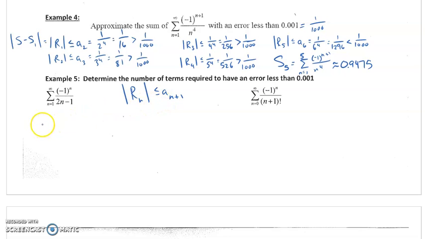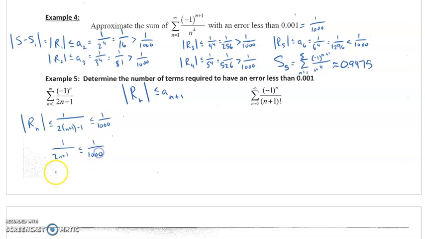So let's not do this trial and error on this one because I think my n value is going to be very, very large. Instead, let's keep in mind that r sub n is always less than or equal to a sub n plus 1. So I'm going to put in n plus 1 in for n. And I want to make sure that this error is definitely less than 1 over 1,000, because that's what they gave us here. So I'm going to go ahead and solve this. We've got 2n plus 2 minus 1. 2 minus 1 is 1, so 1 over 2n plus 1 is less than or equal to 1 over 1,000.